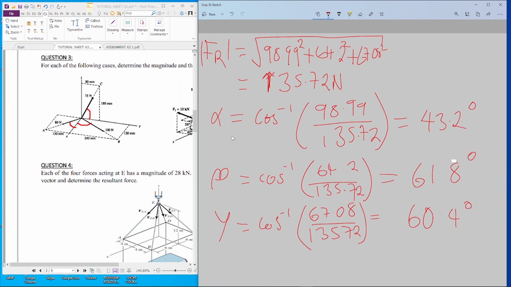For angles, usually it seems advisable to leave it to one decimal place, but I personally will not penalize you if you leave it at 2 decimal places. So that's how you solve this question. Thank you.